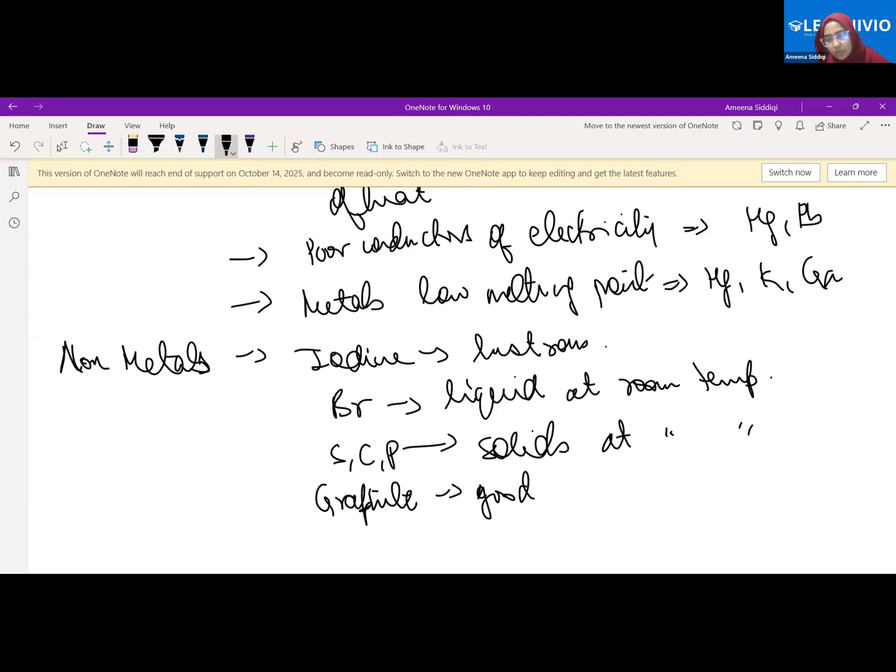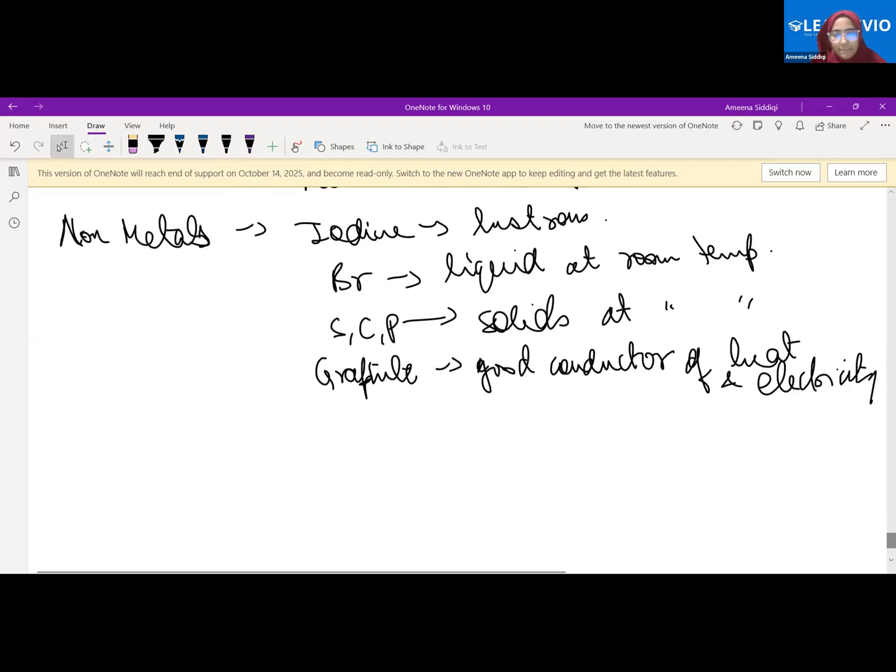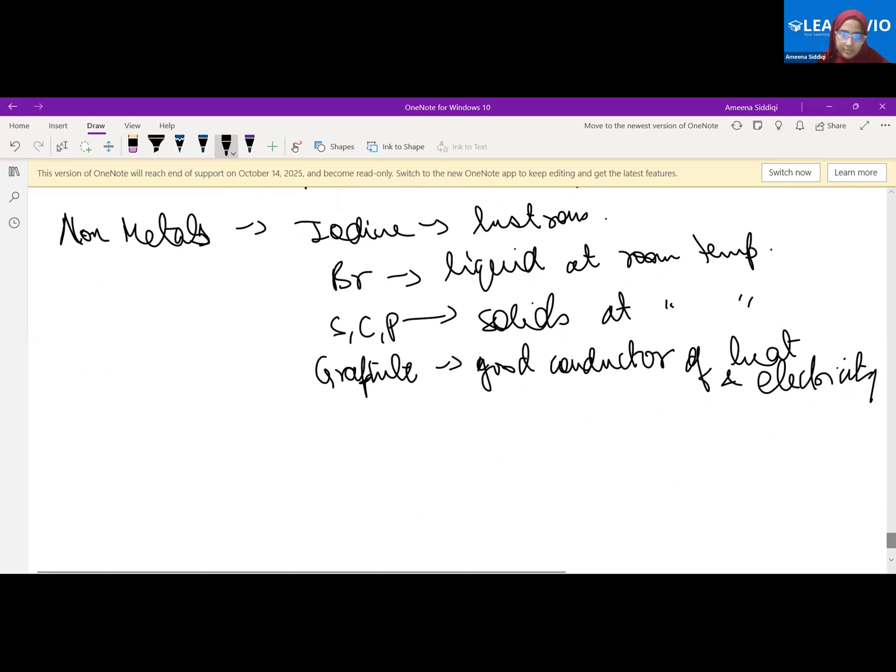What is graphite made of? Graphite is carbon. Graphite is nothing but carbon. It's an element, pure carbon. Diamond is also made of carbon only. Clear?